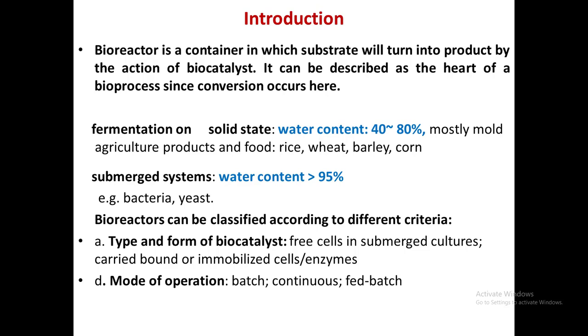Fermentation on solid state has a water content of 40 to 80%, mostly with mold, on agricultural products, food, rice, wheat, barley. Submerged fermentation has a water content greater than 90% and usually uses microbes like bacteria and yeast.